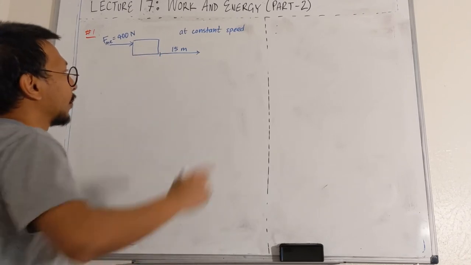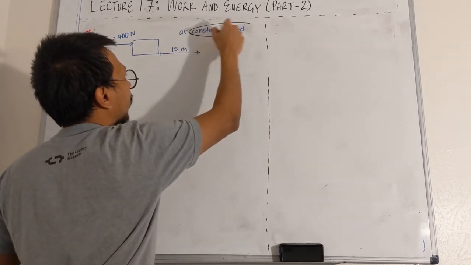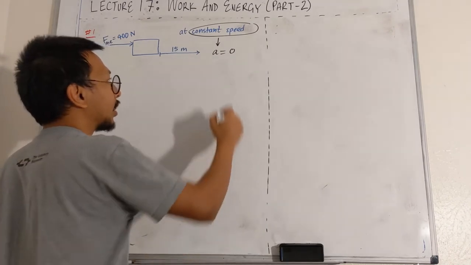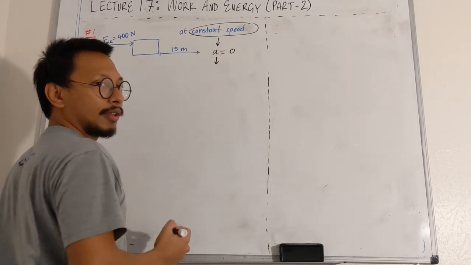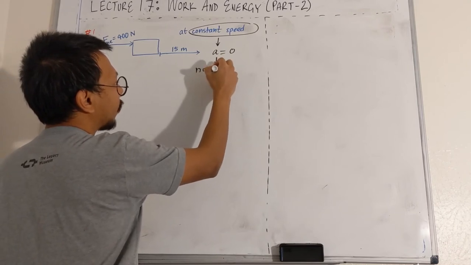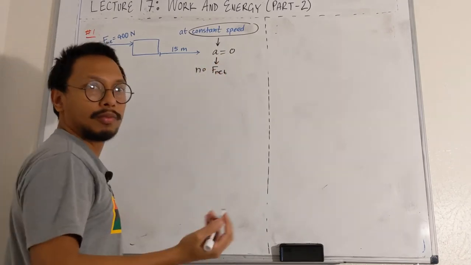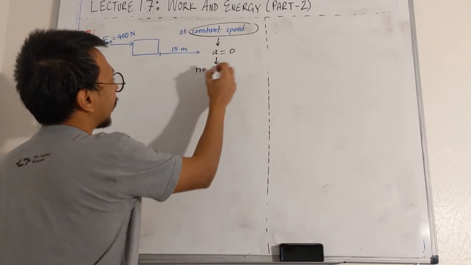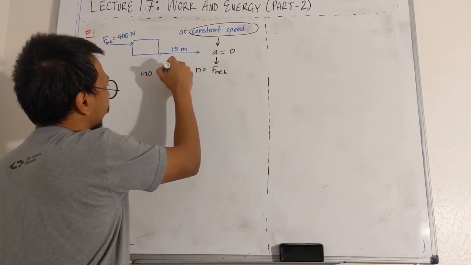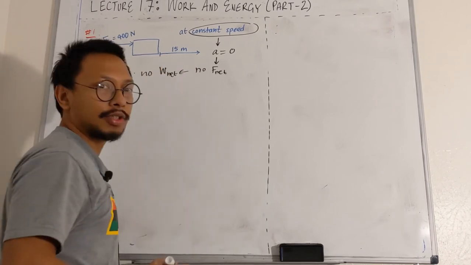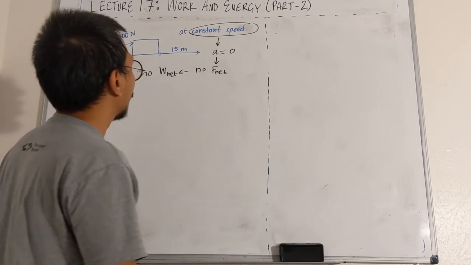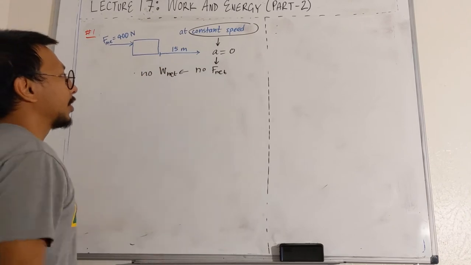So what does constant speed mean? Constant speed means that we have zero acceleration. Zero acceleration then implies that there is no net force, no resultant force due to Newton's second law. If there is no net force, then there is no net work, because work is directly related to the net force, right? So this is what constant speed means.